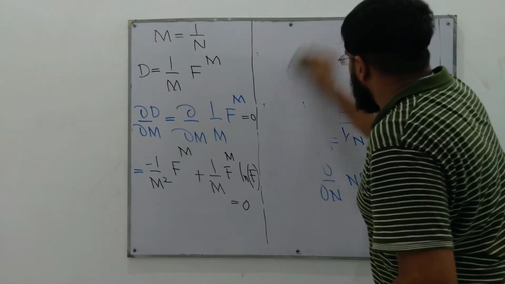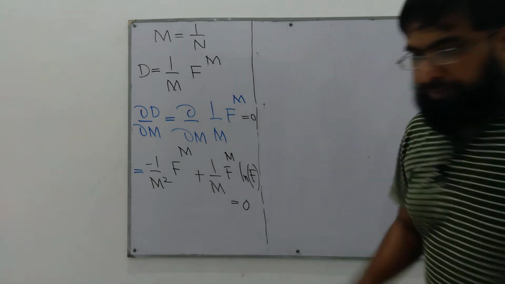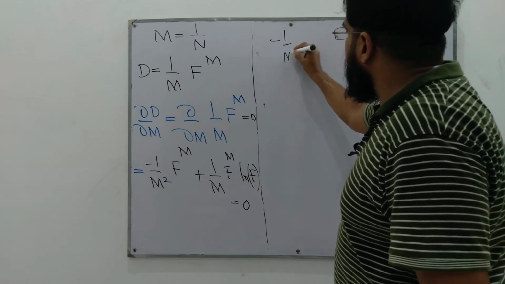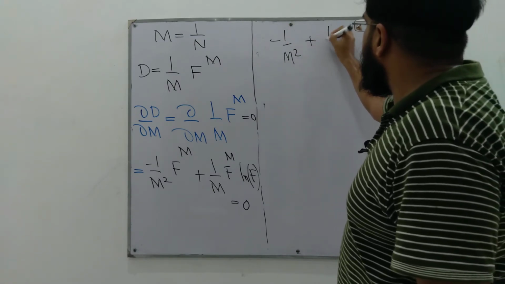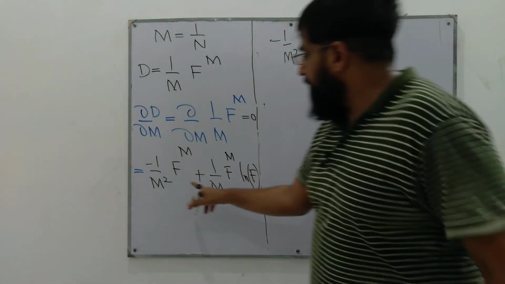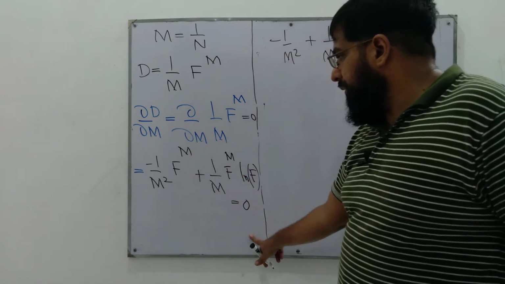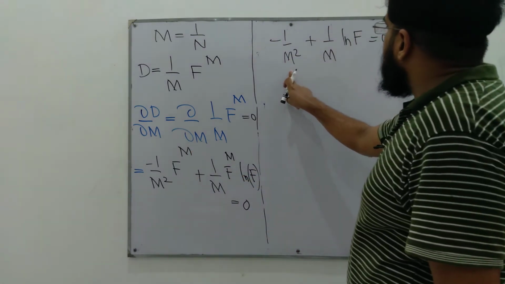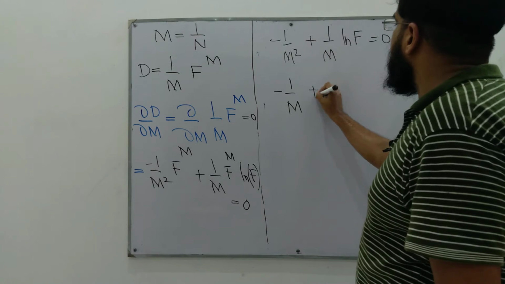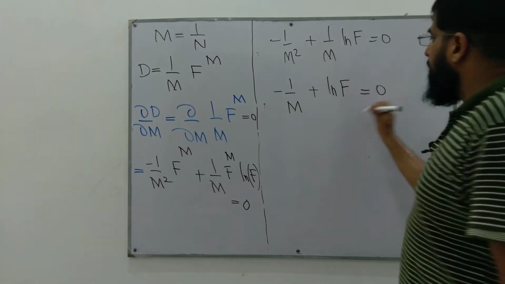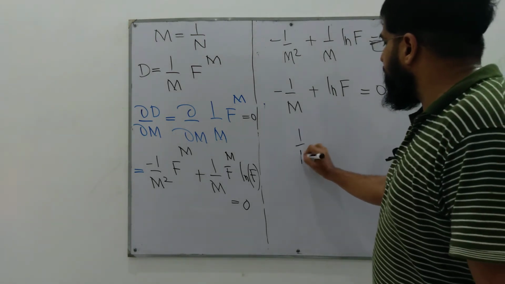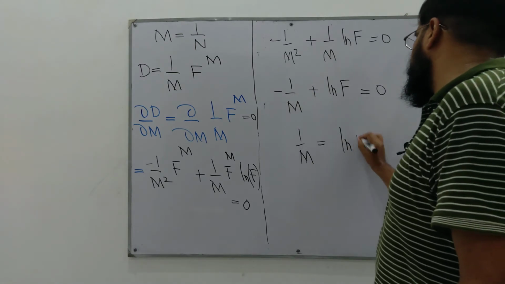Finally, we'll take this F to the m common. This is minus 1 over m squared plus 1 over m log of F is equal to 0. This F to the m, divided by 0 on the other side, becomes 0. We can also take 1 over m common from the left hand side, and dividing that by 0 becomes 0. So 1 over m, taken on the other side, is equal to log of F.